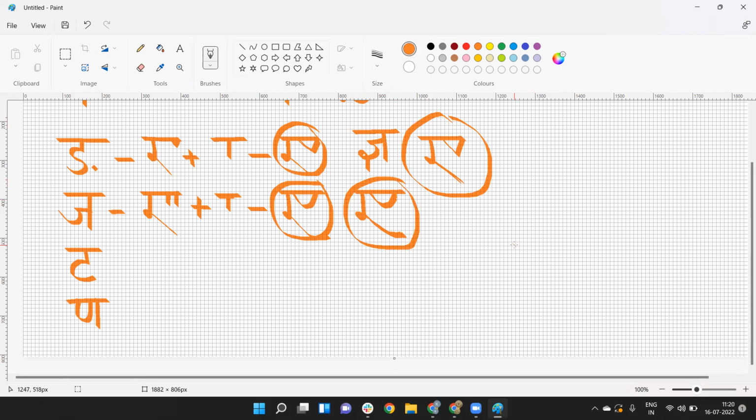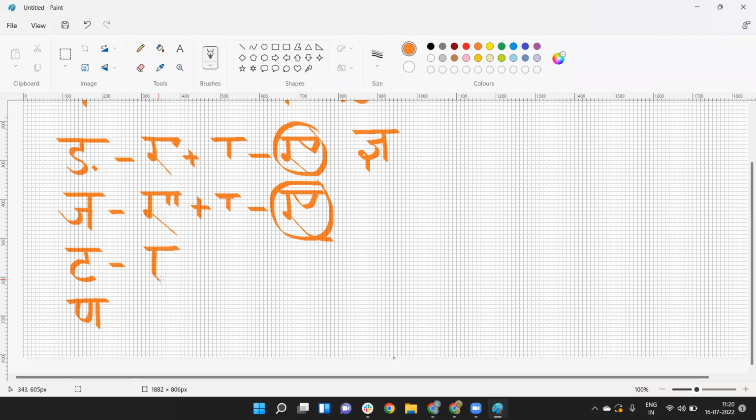Okay, so I'm going to erase this. This is just to give an explanation. Here you can see the difference. The only thing is I forgot to draw this curve. This is Ta. And if you see, Ta also has a similar shape.